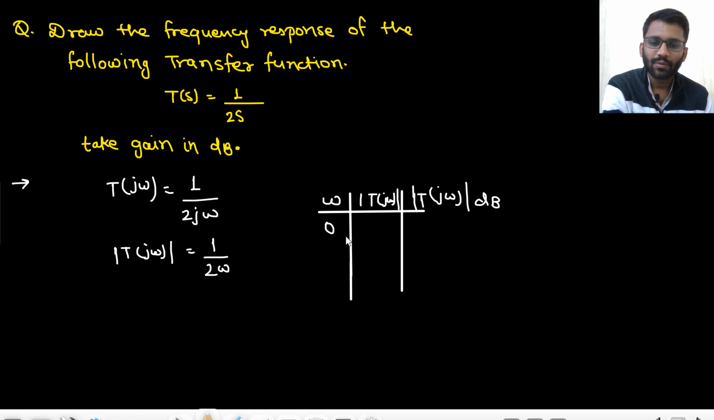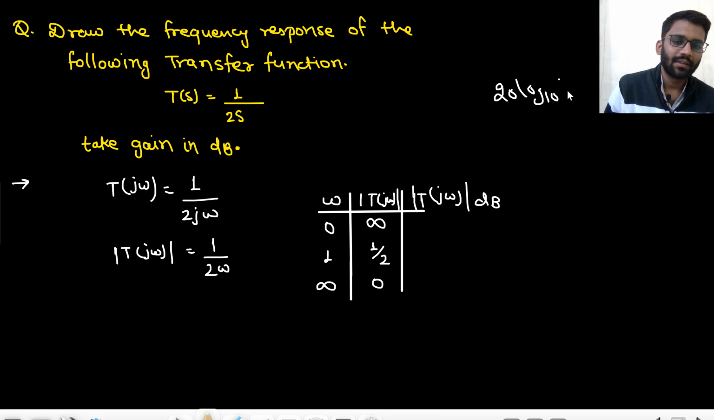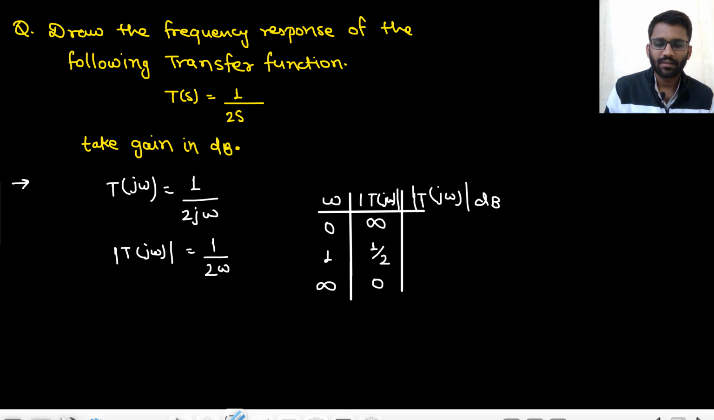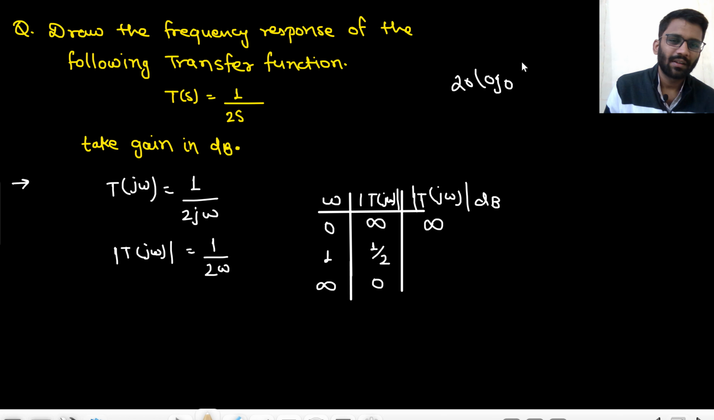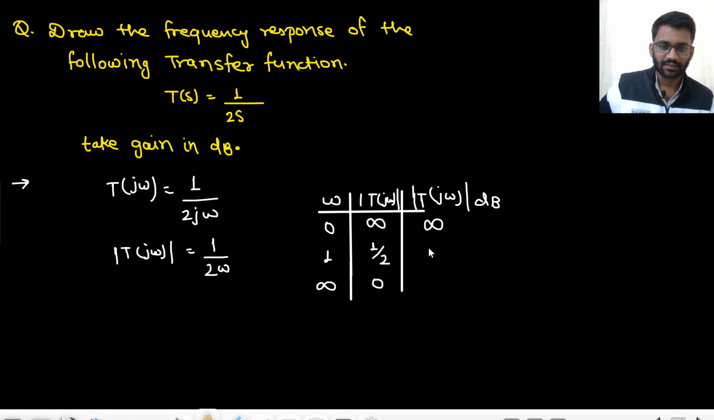So at omega goes to 0, what you are having? Infinity. At omega goes to infinity, you are having 0. Let's just take one more point. At omega goes to 1, you are having 1 by 2. Okay, so tell me, what is log of infinity? 20 log of infinity. This value is infinite only. So 20 into infinite will be infinite only. Right? So this is infinity. What will be this value? 20 log of 1 by 2. So it will be minus 20 log of 2. So it will be minus 6. Okay? You can calculate from the calculator. It will be minus 6.